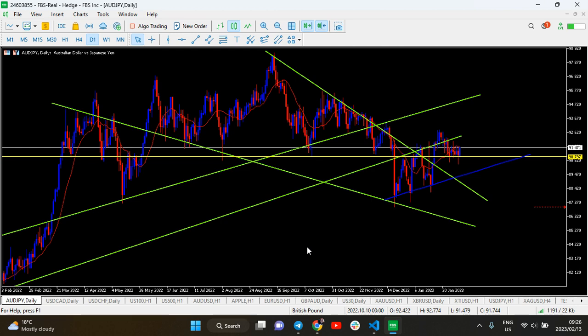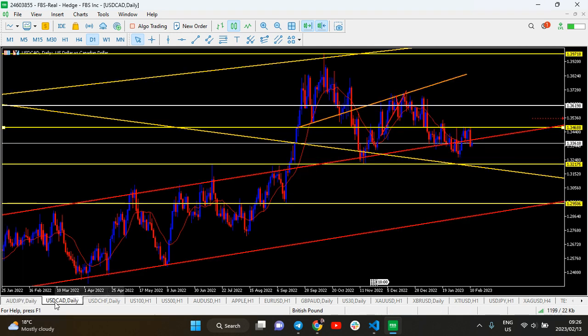So, guys, I'm going to be starting with USD CAD. As you can see over here with our trend line, the pair actually broke below the zone, which was support around 1.33700 or 1.33710, and immediately the bulls came back.